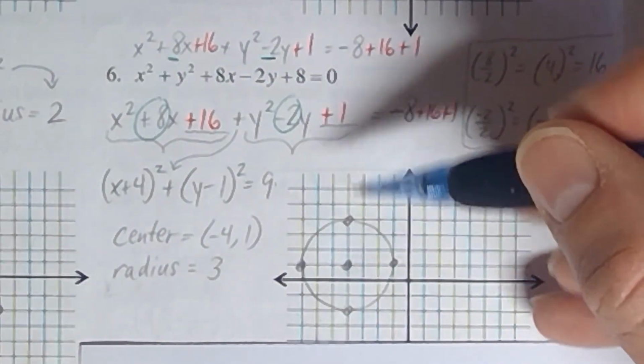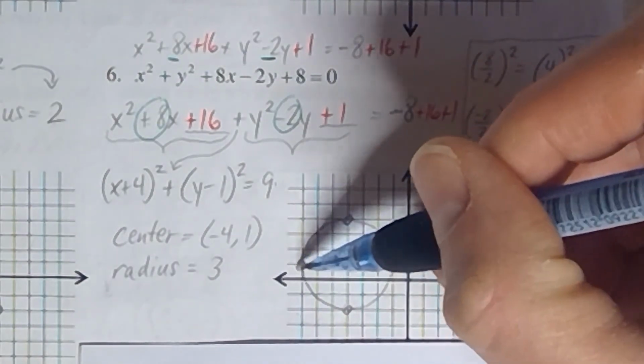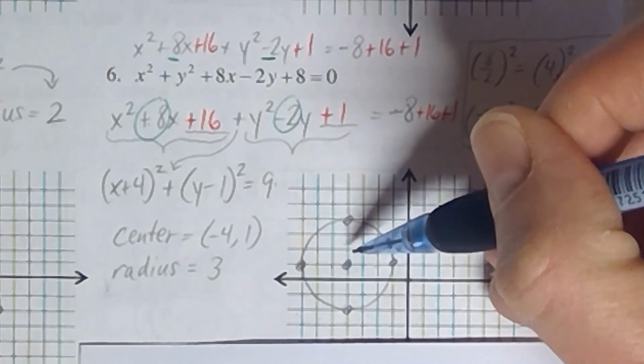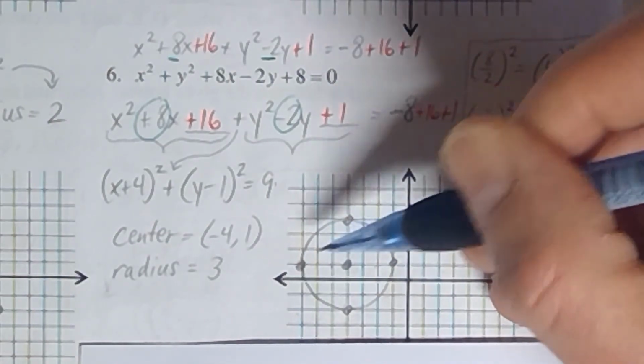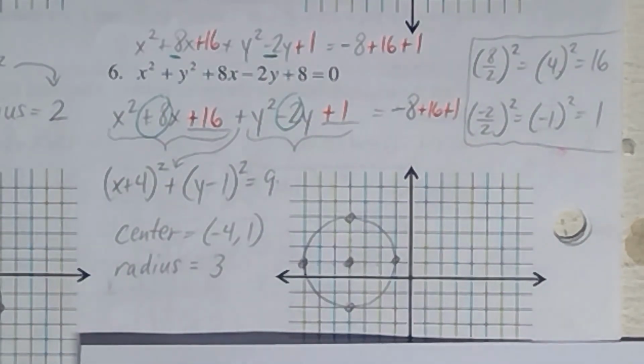And then speaking of measuring, we then go 3 to the right. And we go 1, 2, 3 to the left. We go 1, 2, 3 down. And we go 1, 2, 3 up. 3 in each direction. And you draw a circle. And you did it. You draw that circle, and that's what they wanted you to do. They wanted you to find the center and radius and then draw the circle.